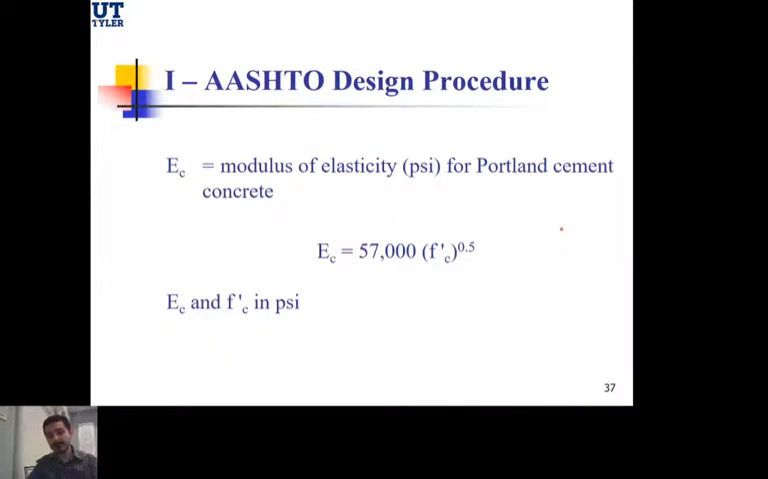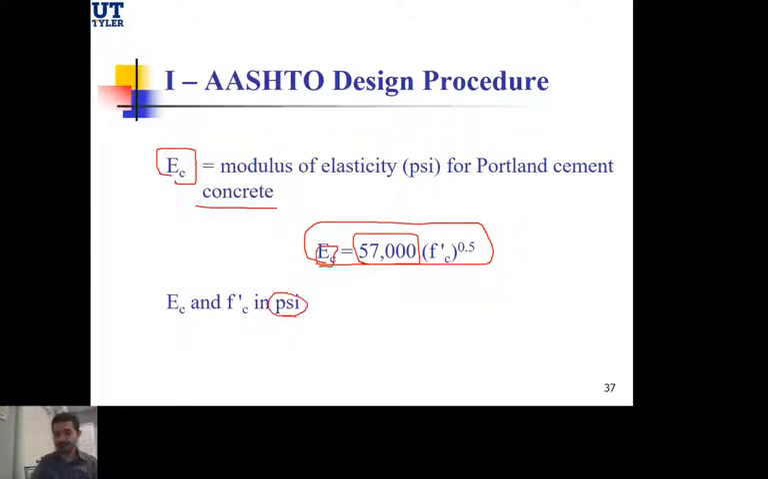Next is the EC value, which is the modulus of elasticity for any Portland cement concrete. The EC value can be estimated knowing the f'c, which is the compressive strength. The square root of this compressive strength times 57,000 would give us the EC in psi.